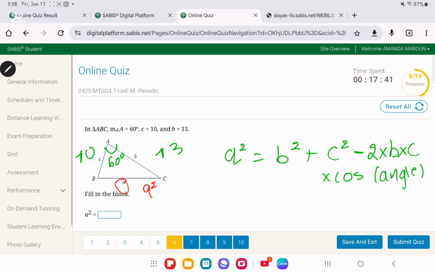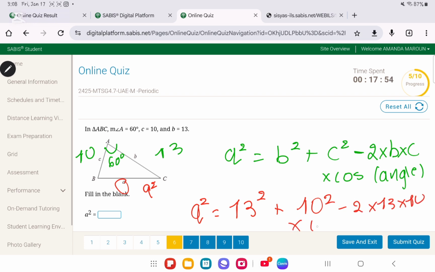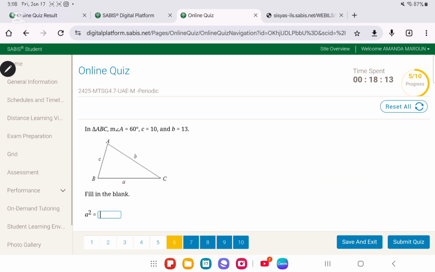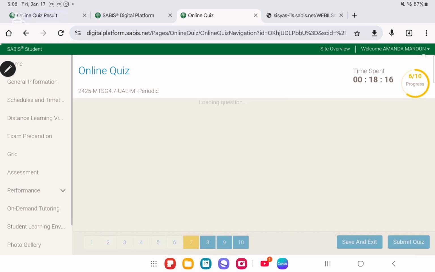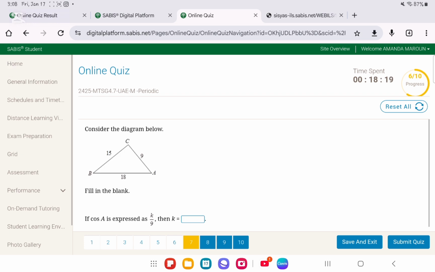So in this case, we need to find the value of a squared. So a squared is equal to b squared, which is gonna be 13 squared, plus c squared, which is gonna be 10 squared, minus 2 times 13 times 10, times cosine of the angle between them, which is 60. If we do it on the calculator, it is gonna become 139. So the value of a squared, which is what we are looking for, is equal to 139.